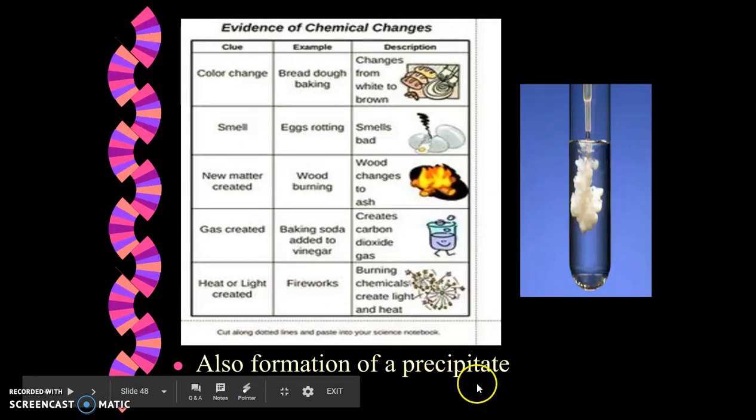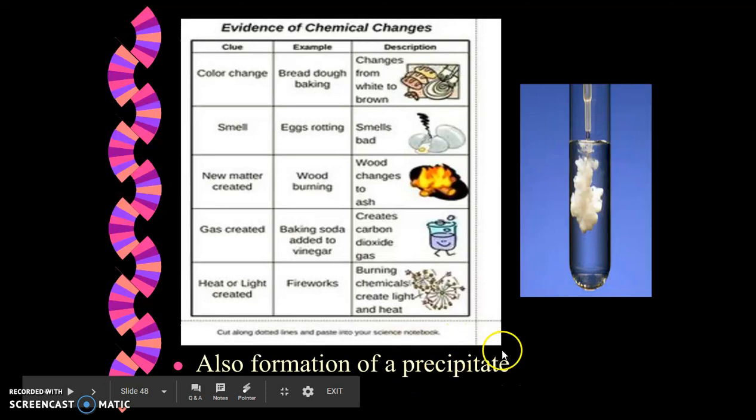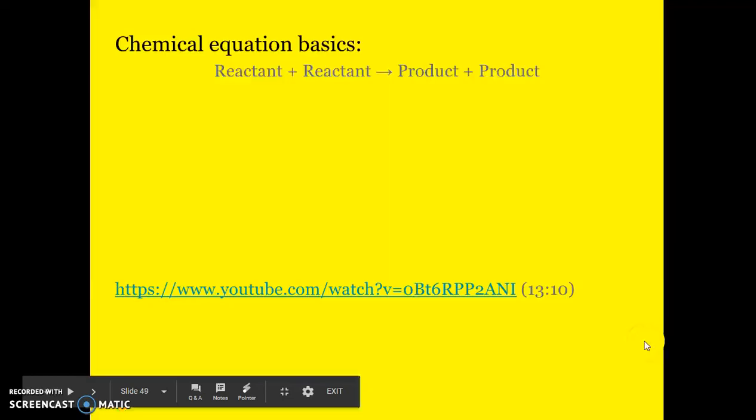Another one is also the formation of a precipitate. Like if I have this liquid that's in the pipette and I add it to this liquid in the test tube and I get this cloudy substance, that's a solid that's coming out of solution. That's a precipitate. So if you get a solid out of solution, that is a precipitate, and that's a sign that a chemical reaction has happened.